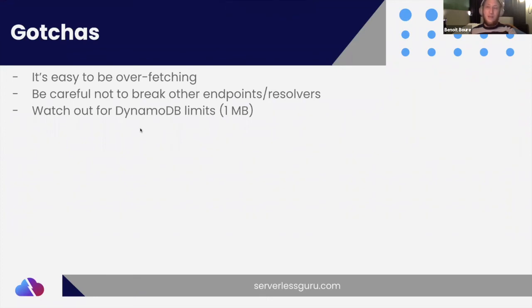So when you want to implement single table design in AppSync, there are a few gotchas that we just demonstrated that you need to remember. First of all, it's very easy to overfetch. As I showed you in the demo, if the client in AppSync doesn't require some fields, then you don't need to fetch them from DynamoDB. Otherwise, it's just a waste of resources and a waste of RCUs. And I just showed you how you can avoid that. Also, it's very easy to break other endpoints, and I just demonstrated that as well.